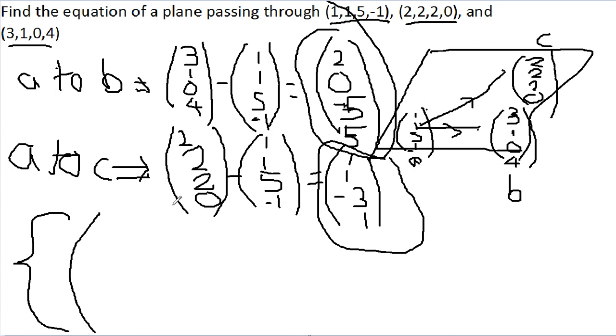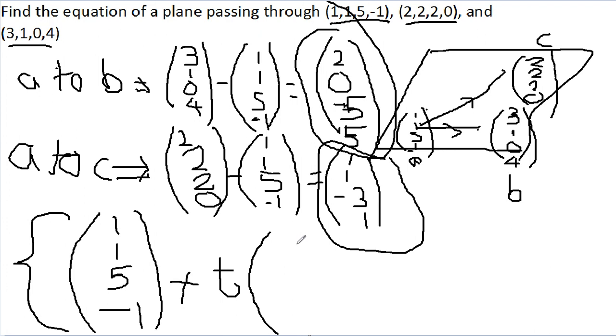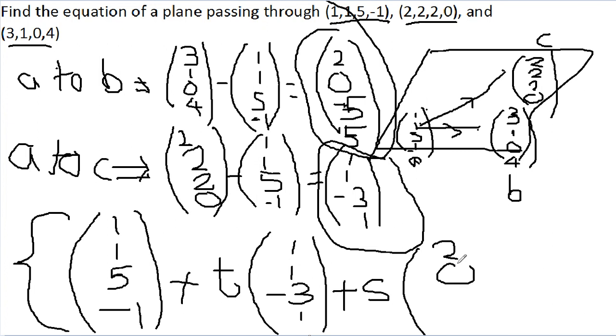So you have an mx for two variables. So the initial point is (1, 1, 5, -1) plus t times (1, 1, -3, 1) plus s times (2, 0, -5, 5), where t and s are real values.